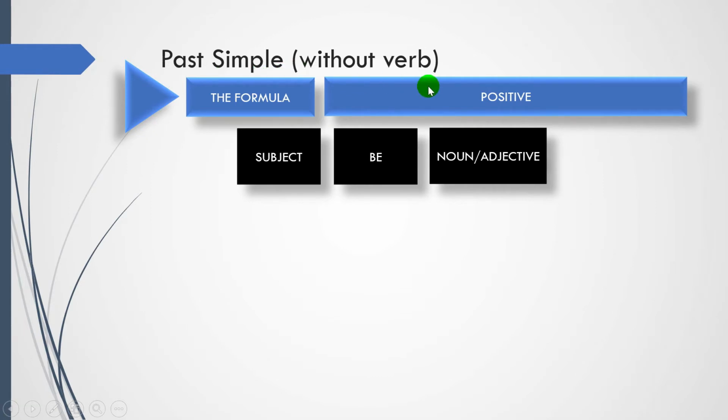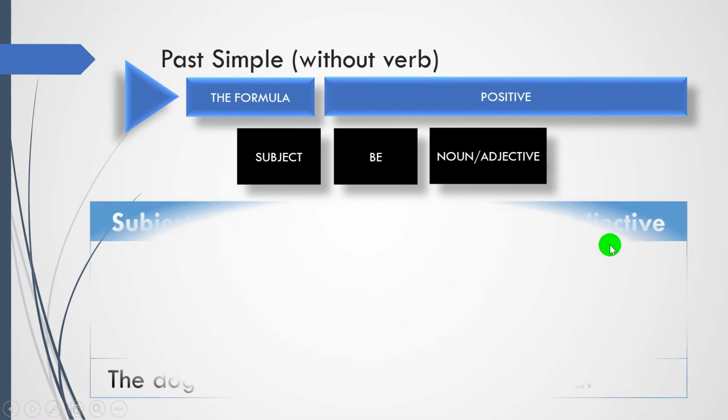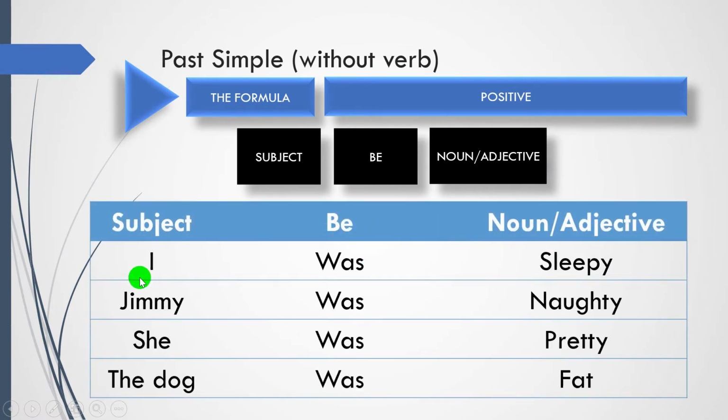For the past simple without verb, we have the formula for the positive. This one is for without verb. So subject plus be plus noun or adjective. Let's look at this table. I, Jimmy, she, and the dog. Jimmy can be replaced by he. The dog can be replaced by it. It is just the same as what you have learned in the previous videos. Here, for all of these you are using was, and then this one can be a noun or adjective. All of these, I guess, belong to adjective, because a noun usually has a the or something.